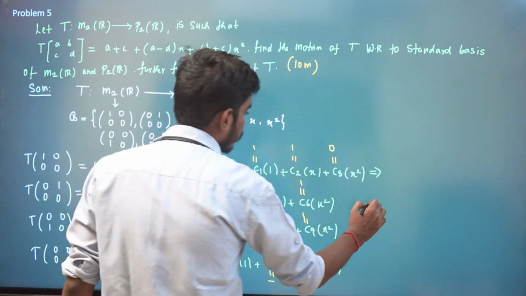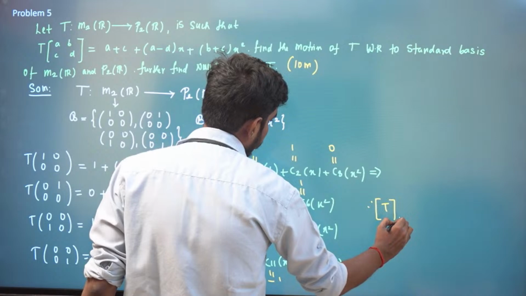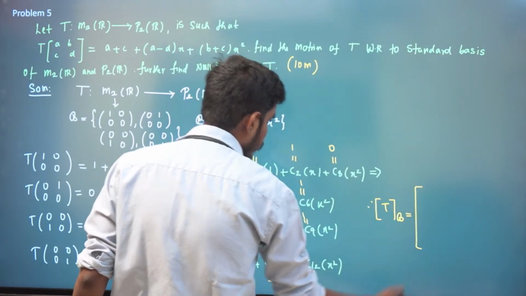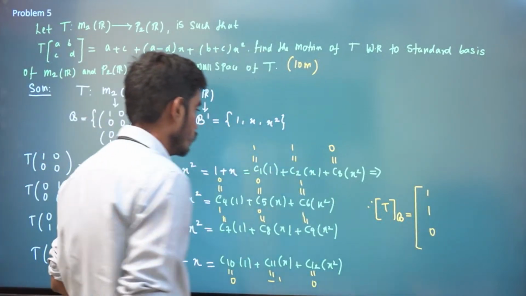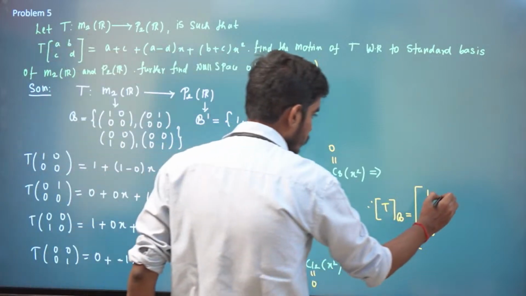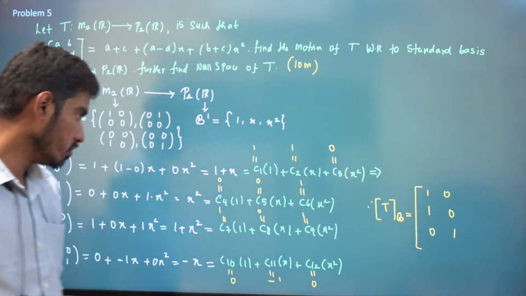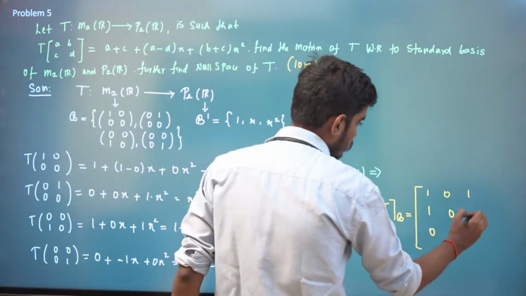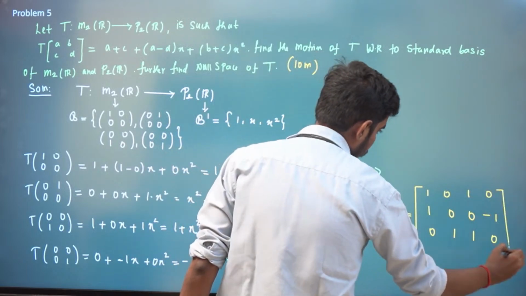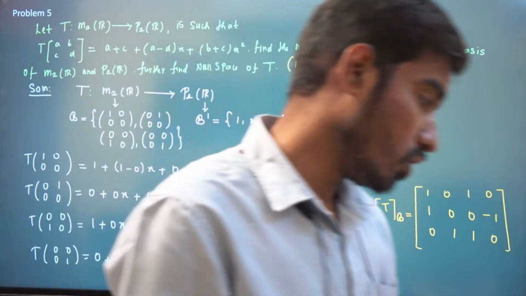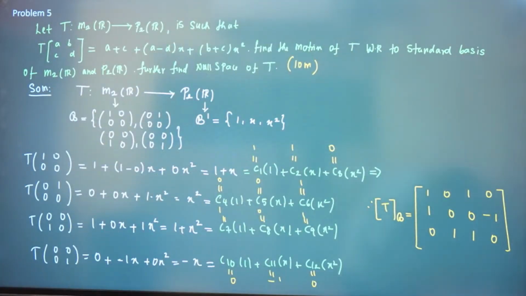So therefore the matrix of T with respect to the standard basis of M2 of R and P2 of R is given by 1 1 0 1 1 0 0 0 1, 0 0 1 1 0 1 1, 0 1 and then 0 minus 1 0. This is the matrix of T from M2 of R to P2 of R with respect to the standard basis, right? Okay. Yes, can I move on to the next one?